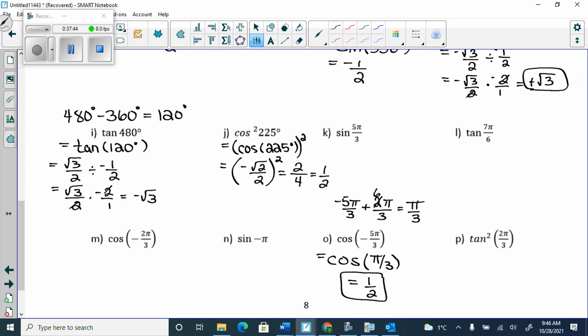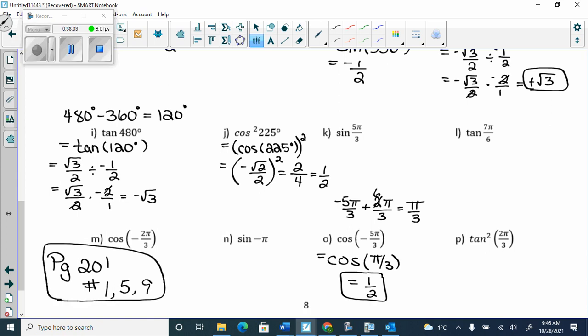Okay, I could go through hundreds and hundreds more, but I'd rather you just practice them yourself and get started on your homework. So page 201, number 1 is like this. Number 5 is like the first question we did with the coordinate. And number 9 is the question that I was talking about where they'll ask you to do something like sine 225 plus cos 120. Okay? Try those.